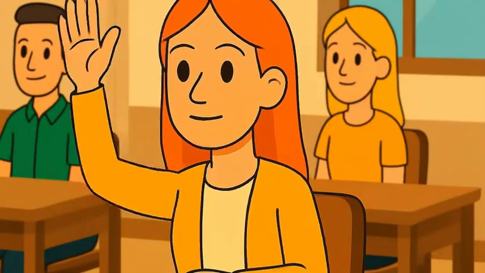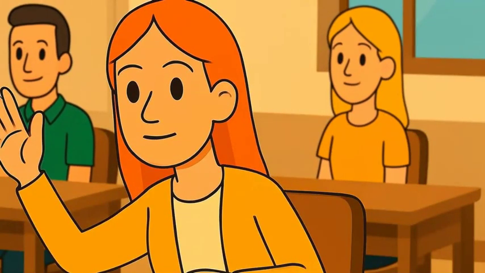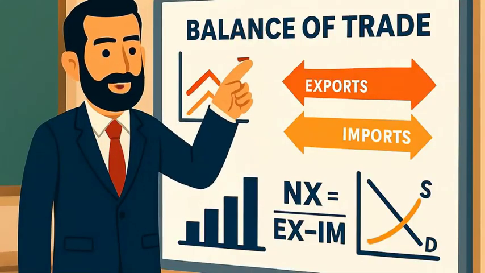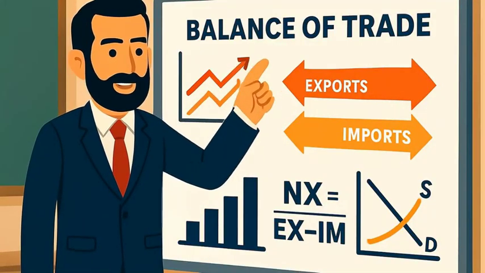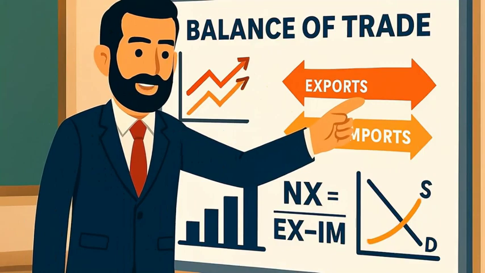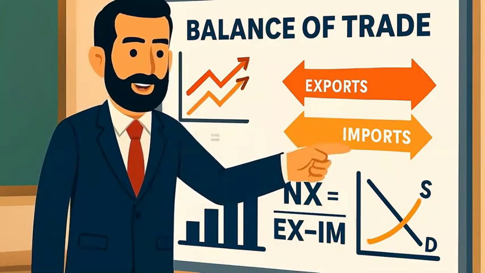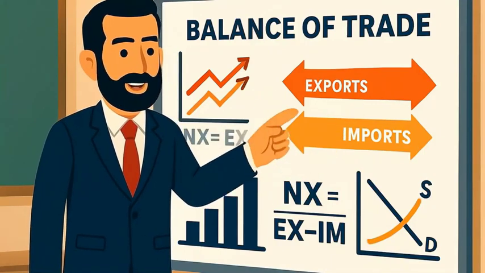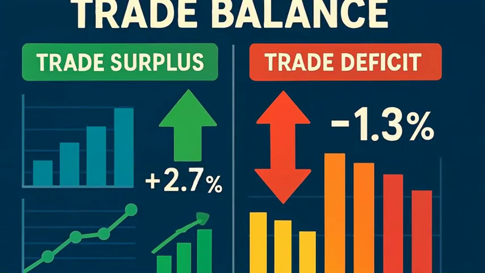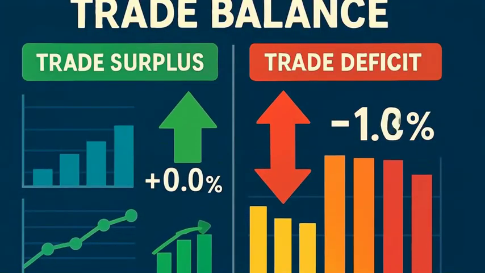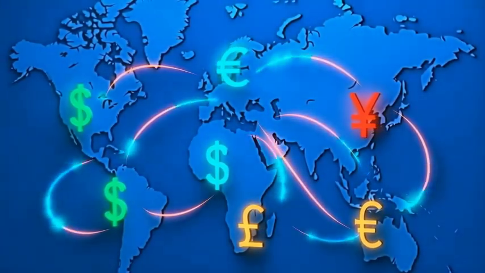How are balance of trade and balance of payments determined? Balance of trade equals exports minus imports. Surplus, exports greater than imports. Deficit, imports greater than exports. Balance of payments adds investments, aid, and money flows.